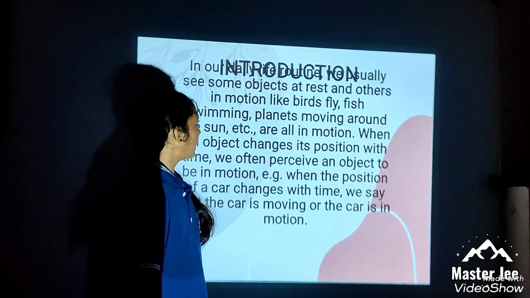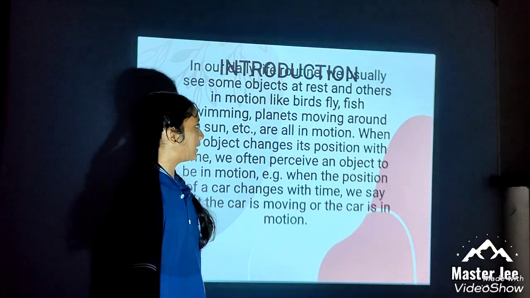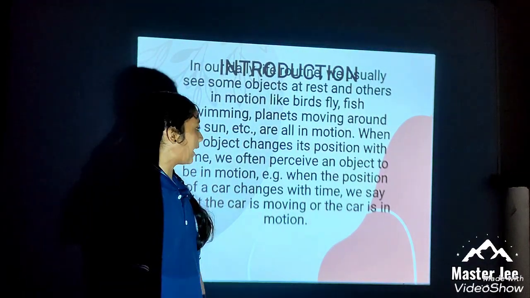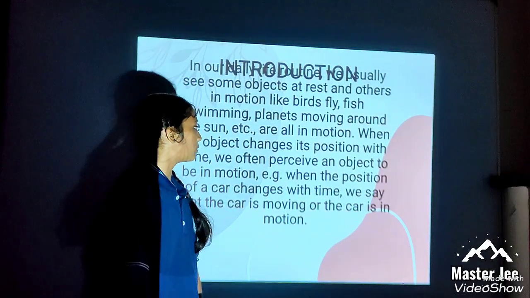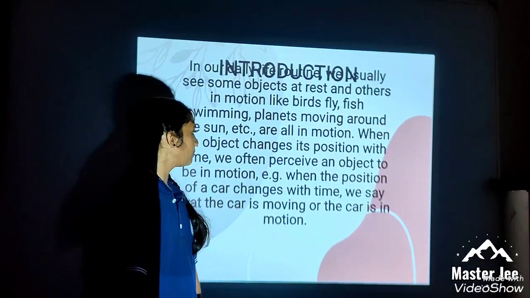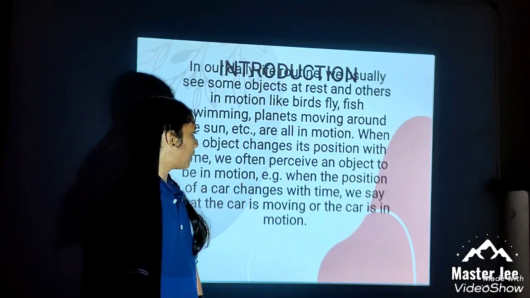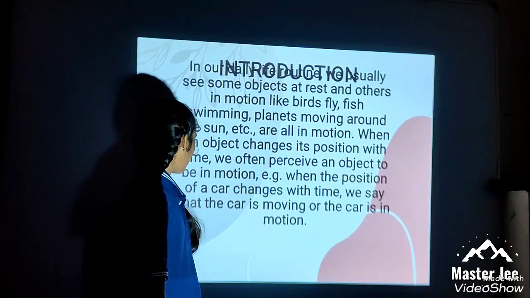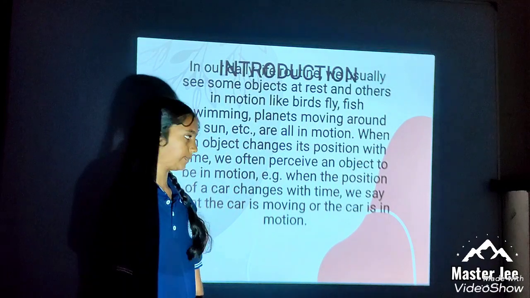Introduction. In our daily life routine, we usually see some objects at rest and others in motion, like birds fly, fish swim, and planets moving around the sun, etc. These are all in motion. When an object changes its position with time, we say the object is in motion. Example: when the position of a car changes with time, we say that the car is moving or the car is in motion.